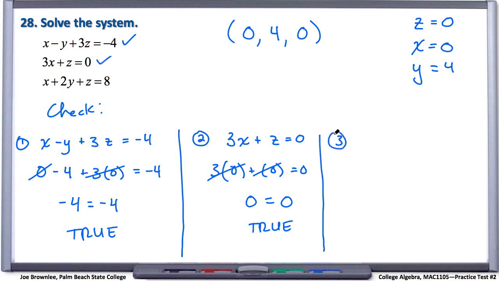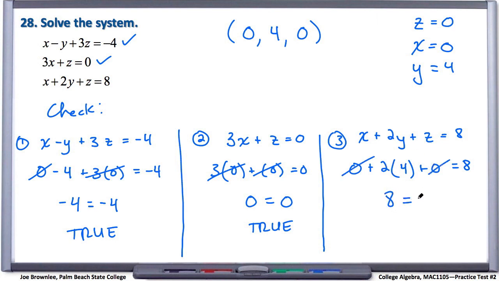And lastly, let's test equation 3 here. We have x plus 2y plus z equals 8. We'll plug in our solution. So we have 0 plus 2 times 4 plus 0 equals 8. 0 goes away, 0 goes away. 2 times 4 is 8, so we have 8 equals 8. Again, that is true. So we know that our solution works in the third equation, and we can see that the solution works in all 3, and so we know the ordered triple 0, 4, 0 is the solution to number 28.